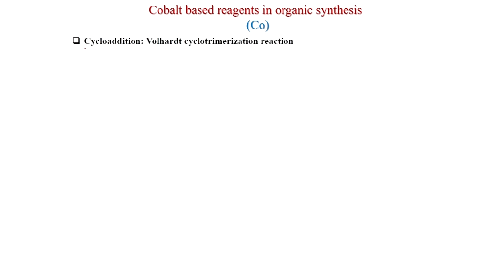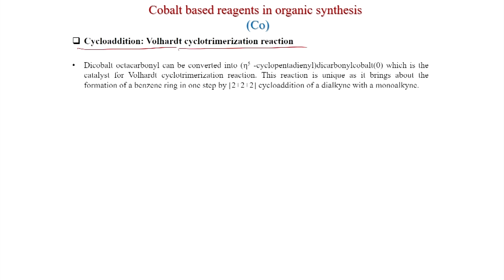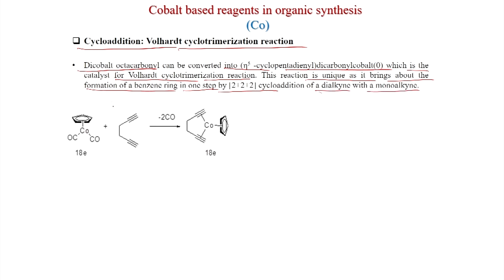Now, we will discuss a cycloaddition reaction, that is the Vollhardt cyclotrimerization reaction. Dicobalt octacarbonyl that we have seen can be converted to eta 5 cyclopentadienyl dicarbonyl cobalt 0, which is the catalyst for the Vollhardt cyclotrimerization reaction. This reaction is unique as it brings about the formation of a benzene ring in one step by 2 plus 2 plus 2 cycloaddition of a dialkyne with a monoalkyne. So, this is the dialkyne.